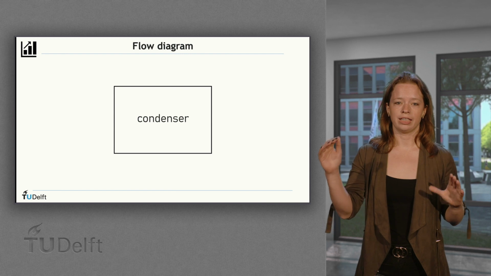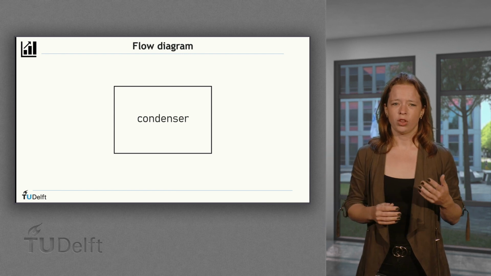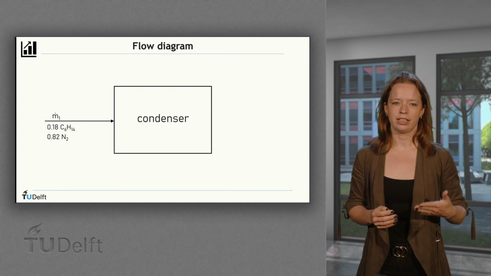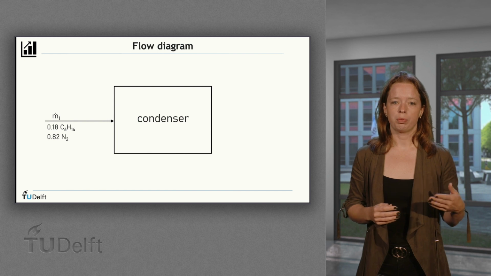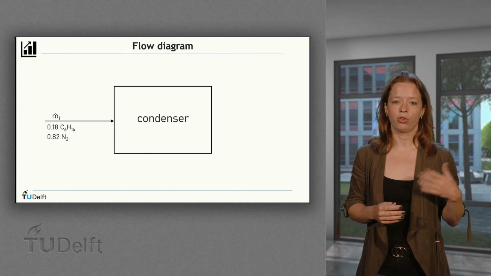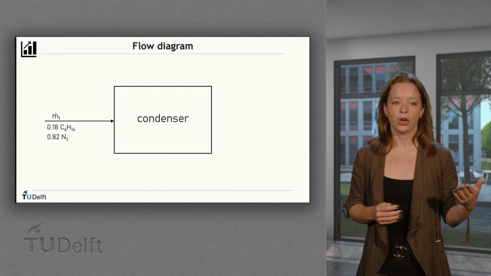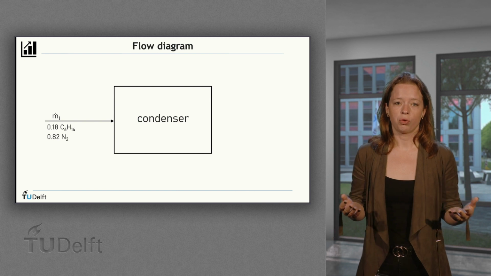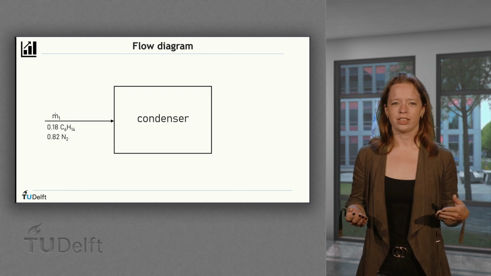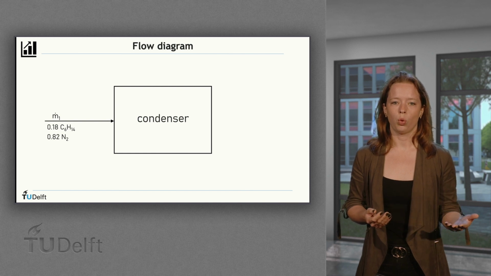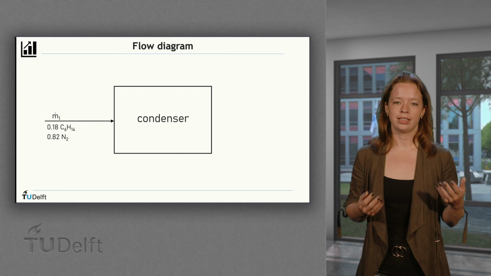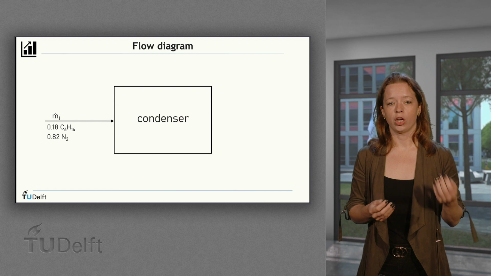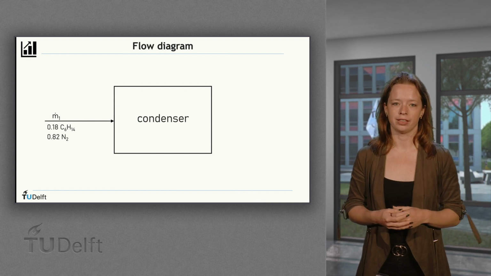We draw the condenser as a rectangle, and the process description told us that a gas stream containing 18 weight % hexane entered this condenser. We use an arrow to represent this gas stream. We know that the stream consists of 18 weight % hexane, so a mass fraction of 0.18. The sum of all fractions should of course be 100%. So this tells us that the mass fraction of nitrogen should equal 1 minus 0.18, which is 0.82. We write these two fractions underneath the arrow, as they are the composition of this gas flowing into the condenser.